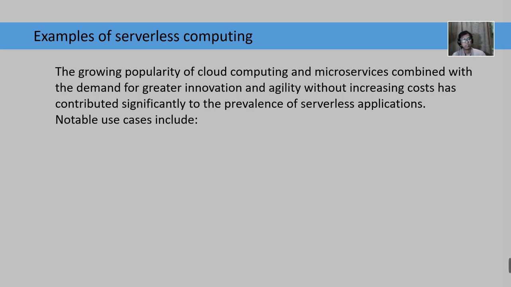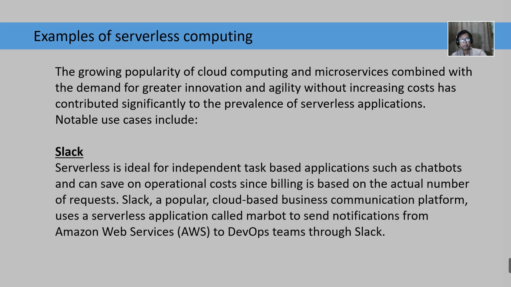Notable use cases include, first one, Slack. Serverless is ideal for independent task-based applications such as chatbots and can save on operational costs since billing is based on the actual number of requests. Slack, a popular cloud-based business communication platform, uses a serverless application called Marbot to send notifications from Amazon Web Services to the DevOps team through Slack. So this is Slack.